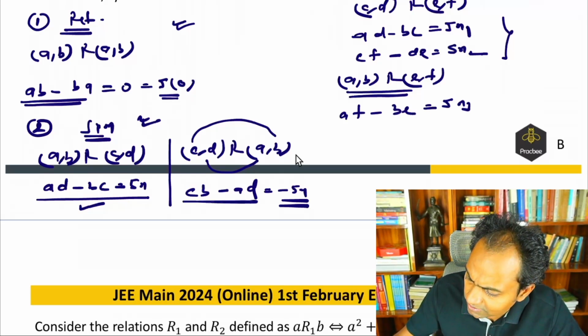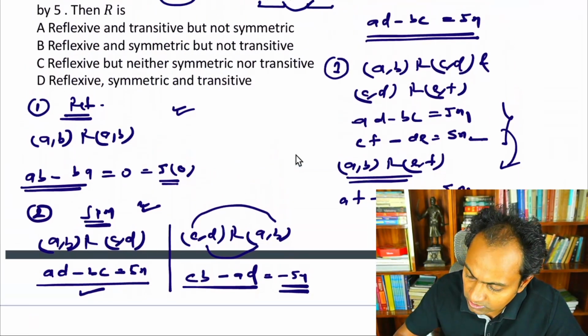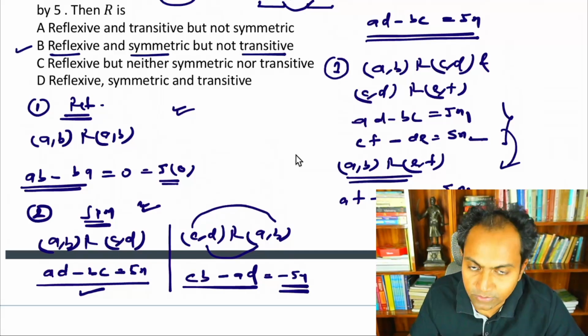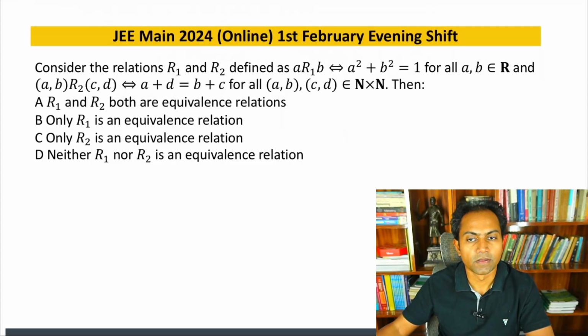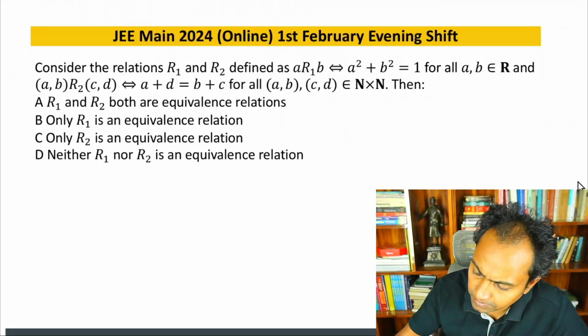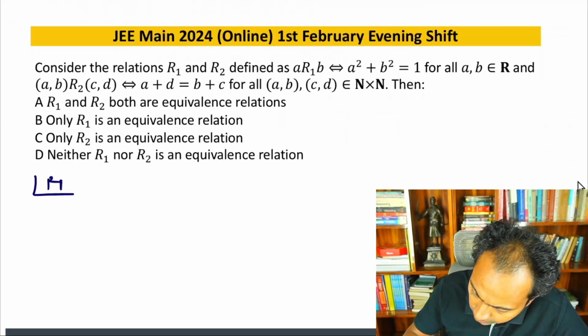Now we can see that there is no way to connect these two ideas, hence it will not be transitive. So it is reflexive, it is symmetric but not transitive, hence option B comes out to be the correct answer. Now you can see that this same question was again asked in 2024, similar type, but they are now connecting two relations. So let us first talk about R1.